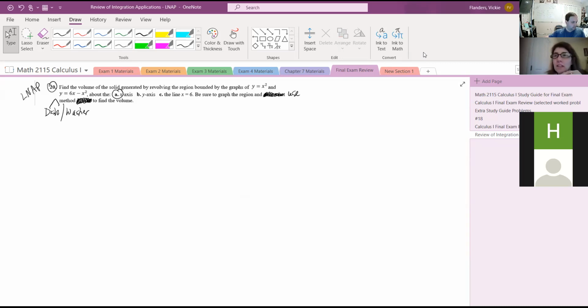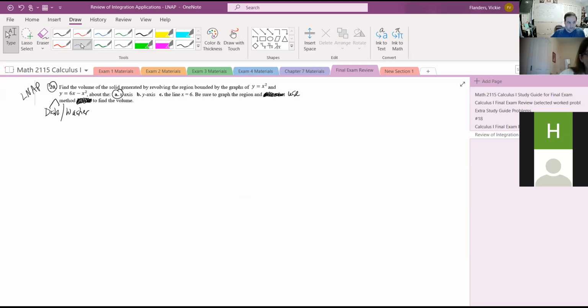Okay. So this one says find the volume of the solid generated by revolving the region bounded by the graphs of x squared and 6x minus x squared. So we have 2 intersecting parabolas, and we're going to revolve it around the x-axis. Be sure to graph the region and use the disc washer method to find the volume. So here we are using a different method. Let's look and see what this one entails.